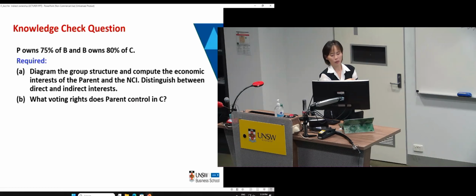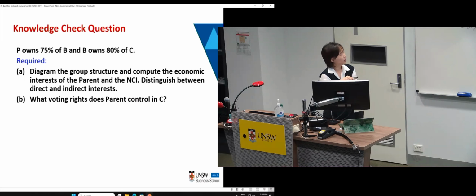What voting rights does the parent control in C? 60%. What is the voting rights? The voting rights depend on the shares, right? What is the voting rights the parent controls? 80%. Because B acquired 80% of the shares in C, right? And P controls B, which means P controls this 80% voting rights in C Limited, okay?